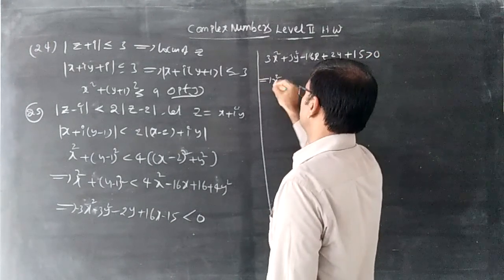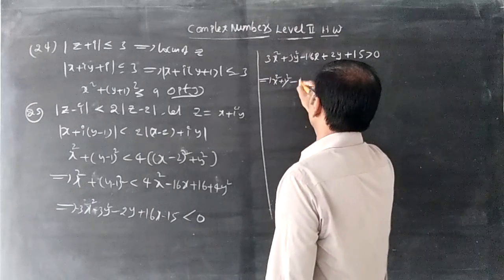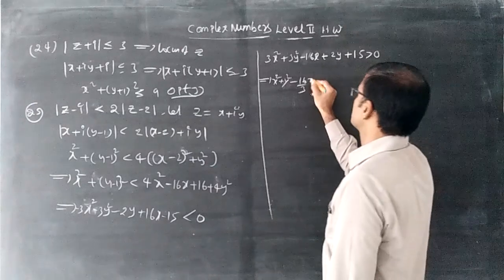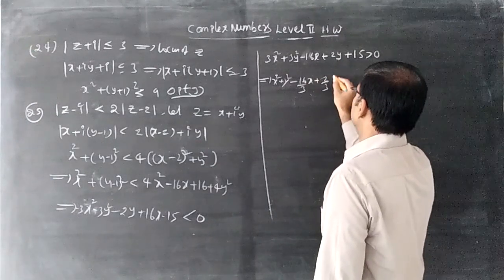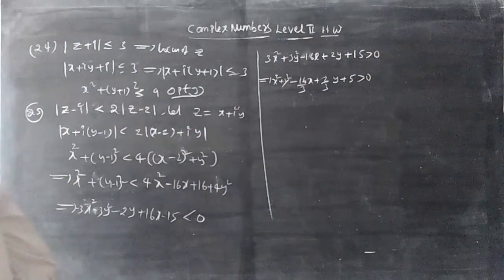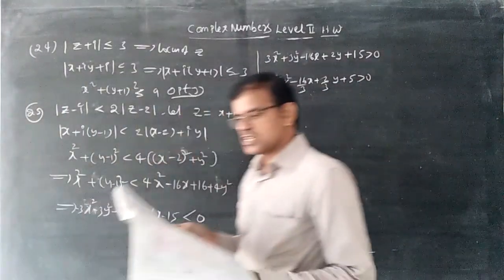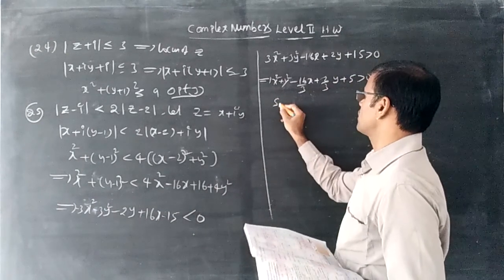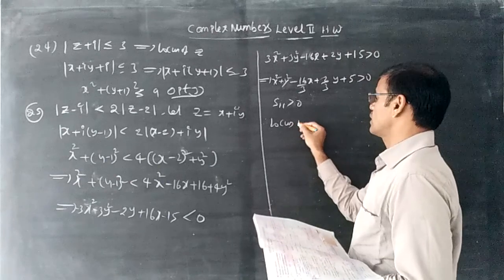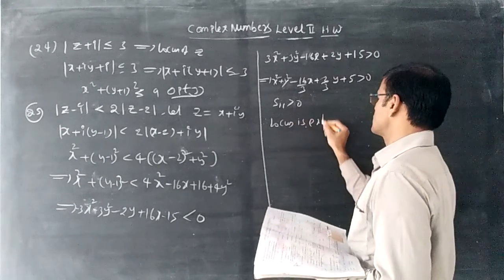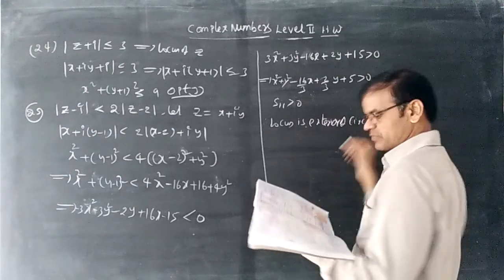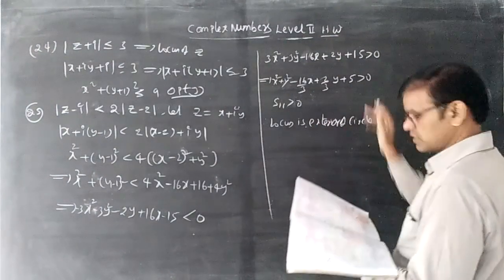That implies divide by 3, you will get x square plus y square minus 16 by 3 x plus 2 by 3 y plus 5 greater than 0, the points outside of the circle. This is the concept of S11 greater than 0. Whenever S11 is greater than 0, the locus is the exterior of the circle, not ellipse. Exterior of the circle is the given answer.